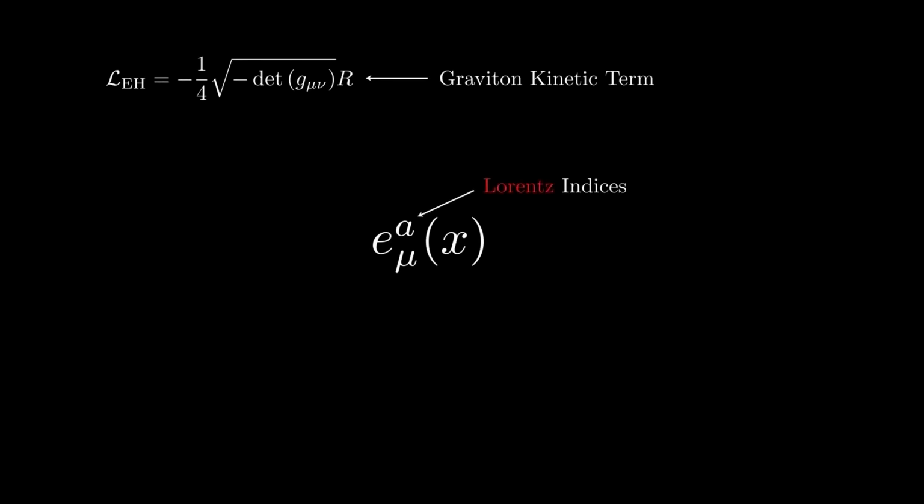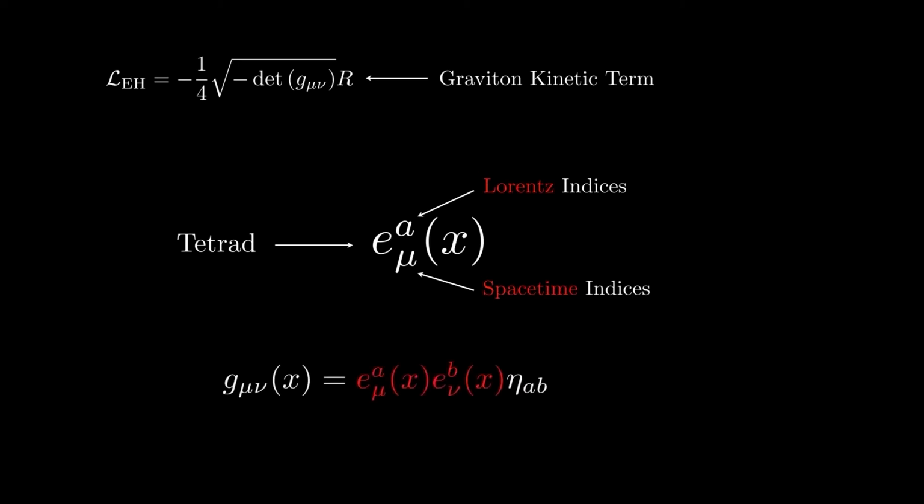As is known, the Einstein-Hilbert Lagrangian is the kinetic term for the graviton field. Let us define a new auxiliary field which has both Lorentz indices and spacetime indices, as well as a local dependence on the spacetime. This object is known as the tetrad field. The tetrad can be used to connect the metric tensor to the flat Minkowski metric. Tetrads will be useful for getting spinors coupled onto curved spacetime.